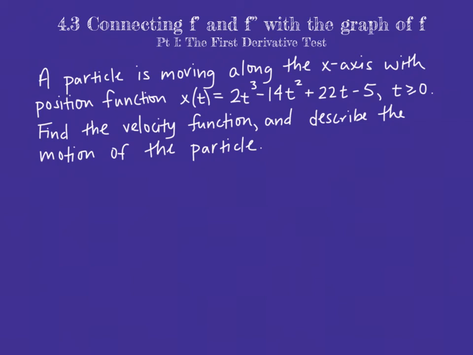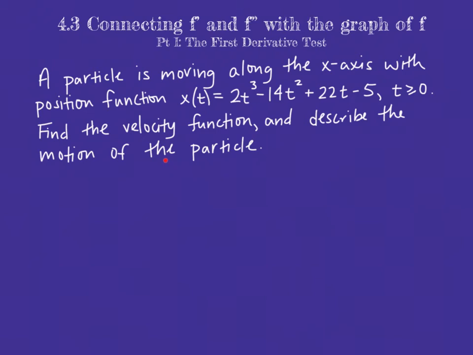In our last example, we have a particle moving along the x-axis, so it's moving either left or right, with a given position function here. And of course, for t greater than or equal to 0, since t is time. We want to first find the velocity function and then describe the motion of the particle.